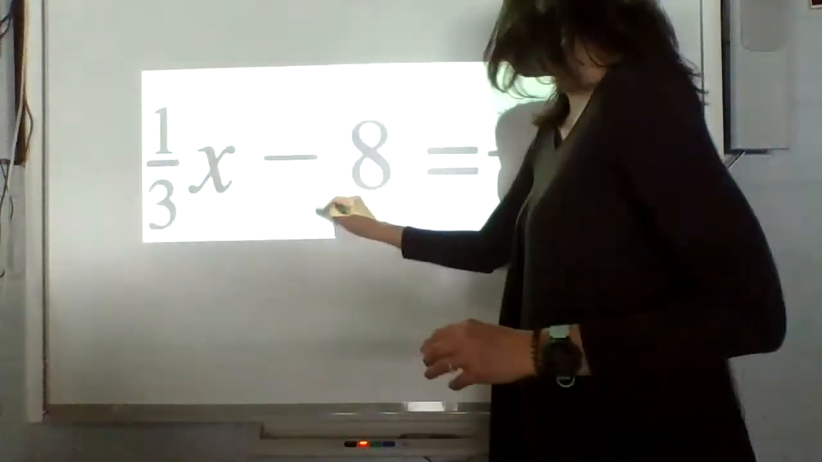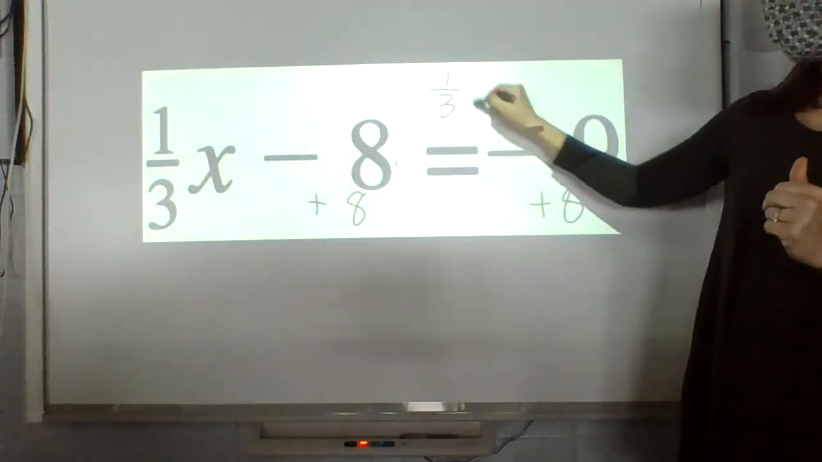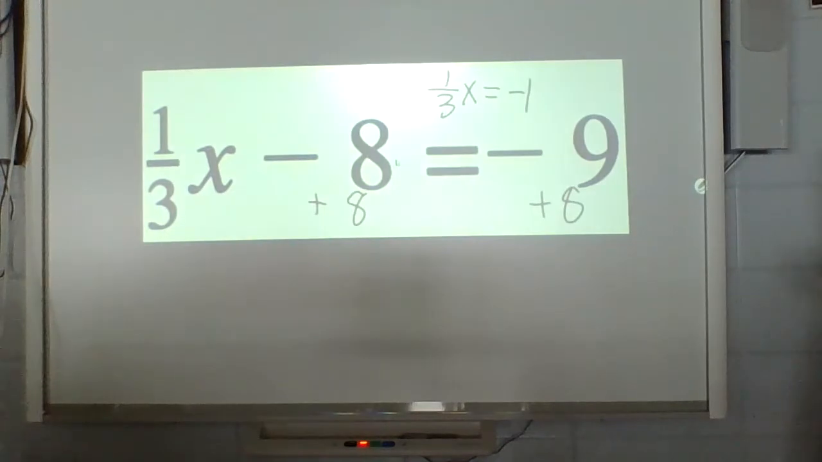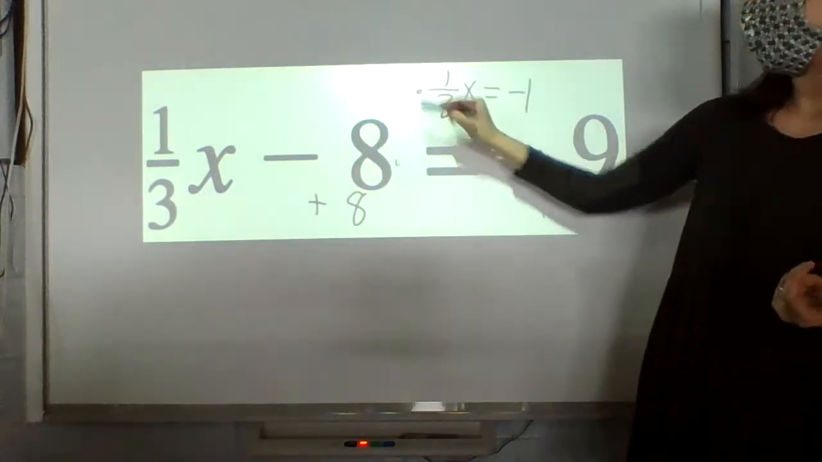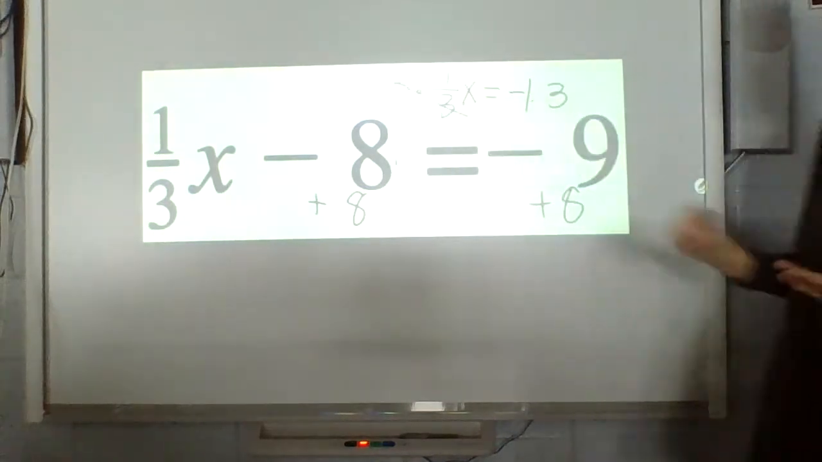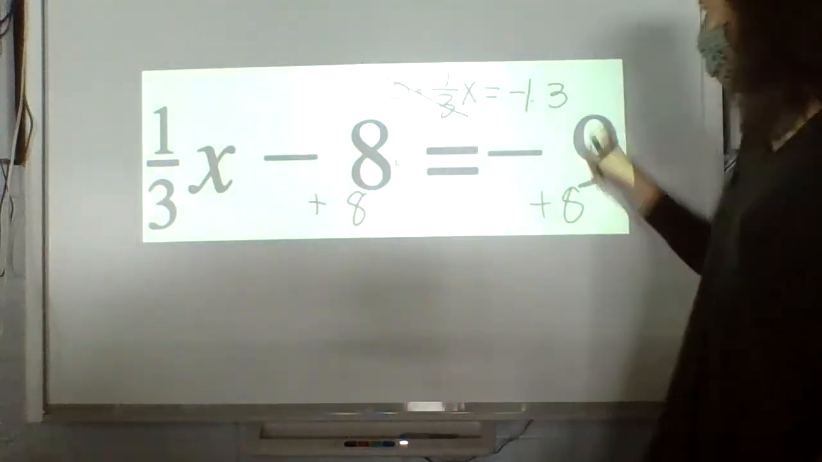8 over. So I end up with 1/3 x. -9 plus 8 is a -1. So then at that point, I have to multiply by the reciprocal or just by 3. Because then those 3's get to cancel, so I have -1 times 3 gives me a -3 as my answer.